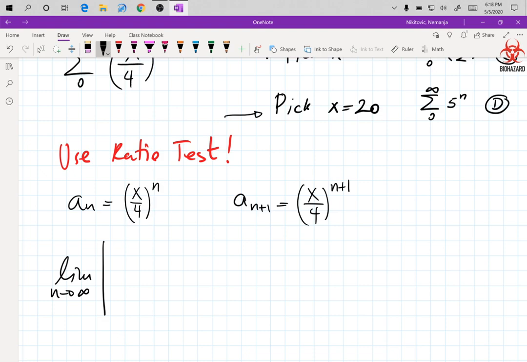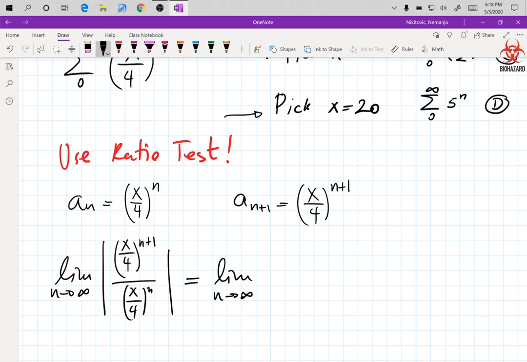Now, if you don't have absolute values when you are dealing with the ratio test here, you are going to have wrong answers. You are going to have problems. It will not be good. So you must have absolute values. So this is (x over 4) to the n plus 1 divided by (x over 4) to the n, and then you just need to solve this limit.